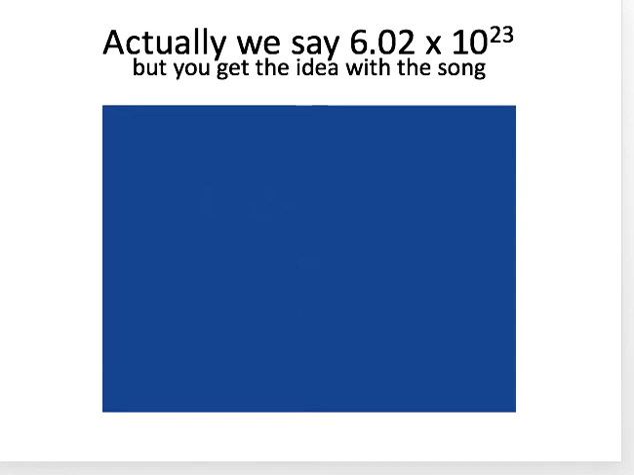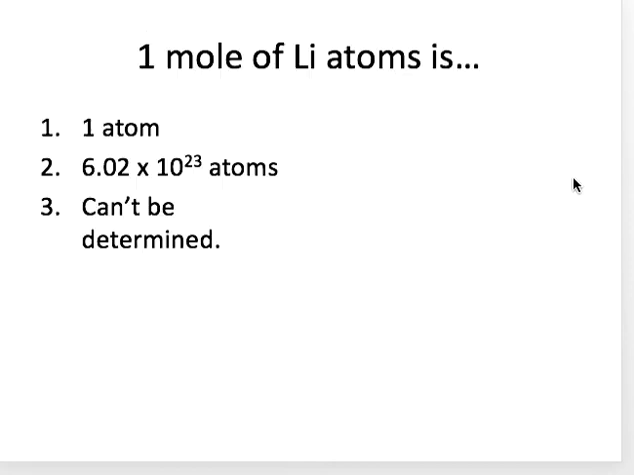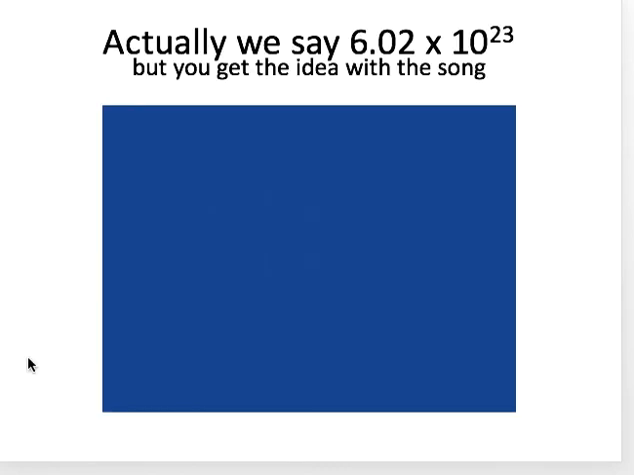Okay, so we always say that Avogadro's number is 6.02 times 10 to the 23rd. This song uses the abbreviation or the rounded number of 6 times 10 to the 23rd. Actually, 6.02 times 10 to the 23rd is 3 significant figures. So when we use that number, we use 3 significant figures. If we use 6 times 10 to the 23rd, we use 2 significant figures. But the song really gives you a good idea about what a mole is. So, let's listen to the song. Enjoy.